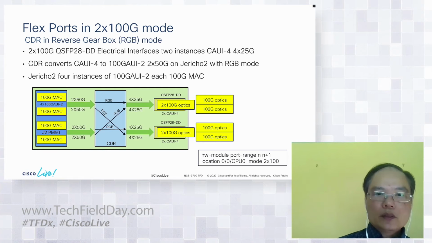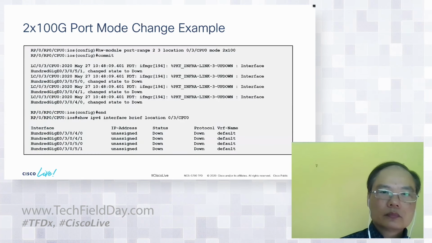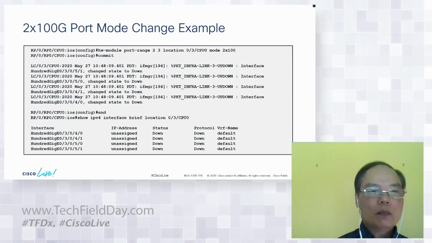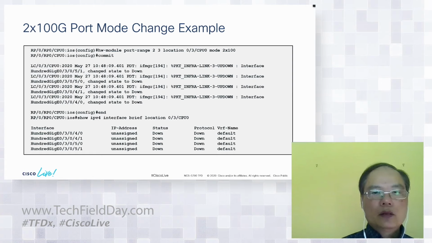The CLI for this mode is shown here. And you can see from this slide, after you commit the hardware module port range command with mode 2 by 100, 4 instances of 100 gig interface will be generated.